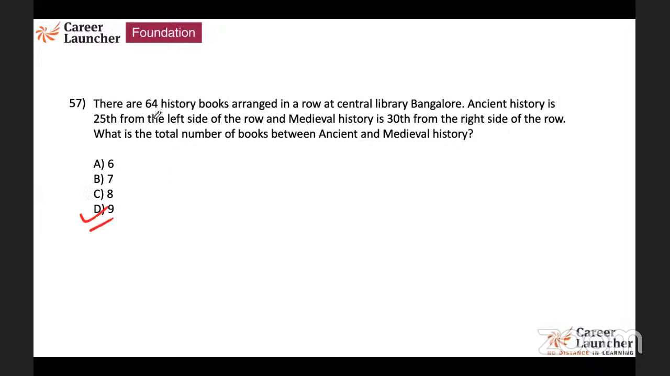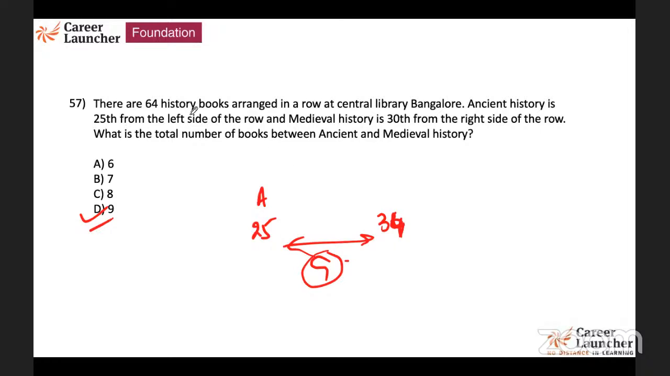57th question. There are 64 history books arranged in a row. Ancient history is 25th from the left side of the row. And medieval history is 30th from the right. That is 64 minus 30 is, what will it be? It will be what? 34, right? 34th it will be. Therefore, what is the total number of books between ancient history and medieval history? There will be 9 kind of things. Answer is D for this.